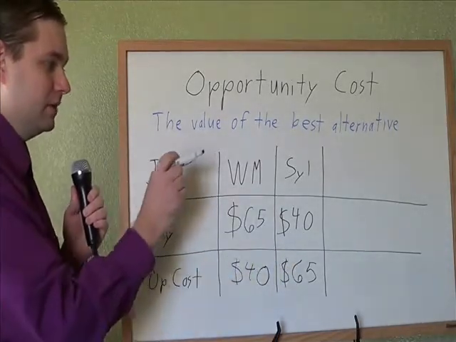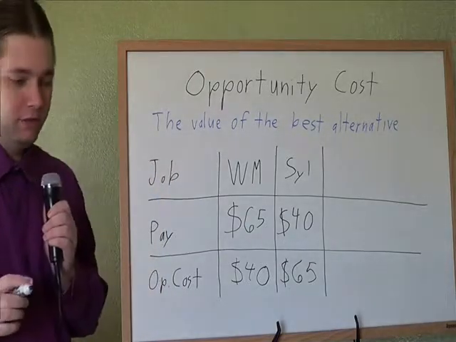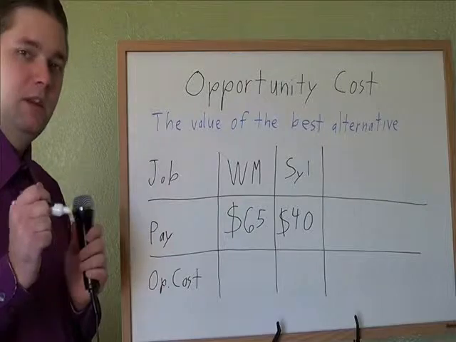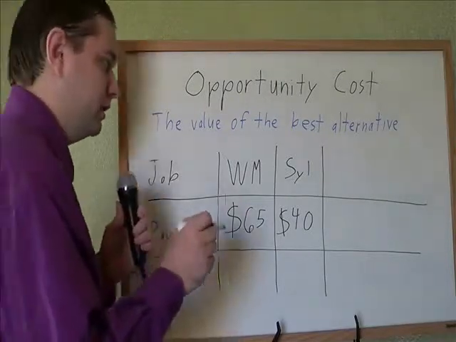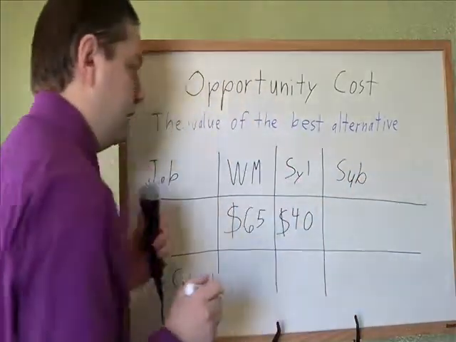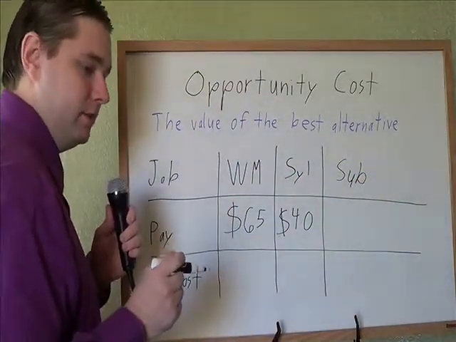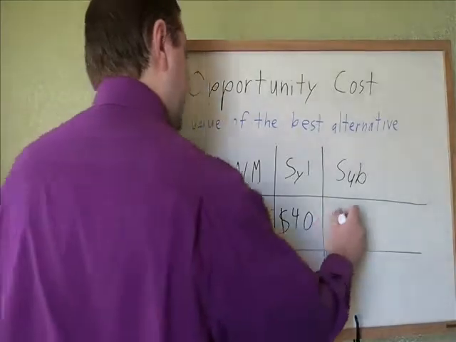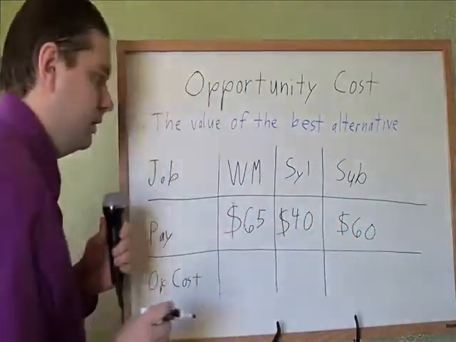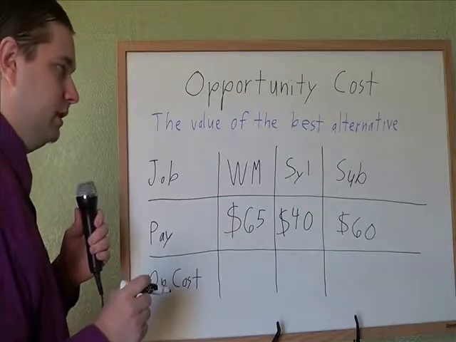Now let's make this a little bit harder example, just to make sure we really understand the concept. So now let's add in one other job that I looked at back when I was pretty fresh out of college. I looked at being a substitute teacher. And back then, having a degree but not being certified, I would be able to make $60 a day. So now let's go through and find the opportunity costs.